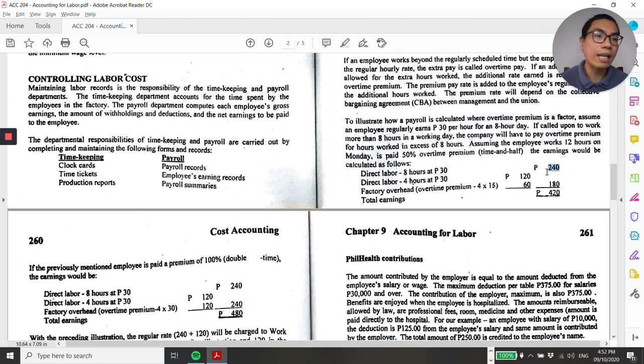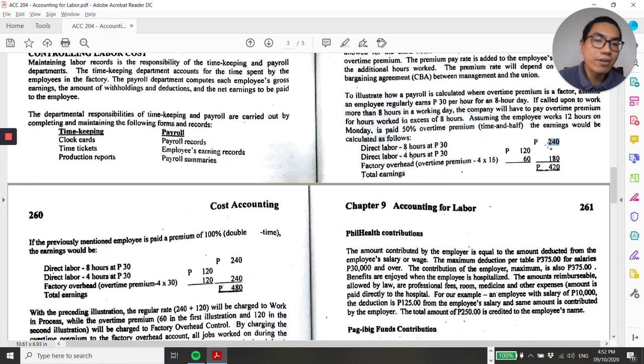Like our OT time, the markup is time and a half. Do you get that? So normally it's based on 150% when there is overtime, there are company policies like that.